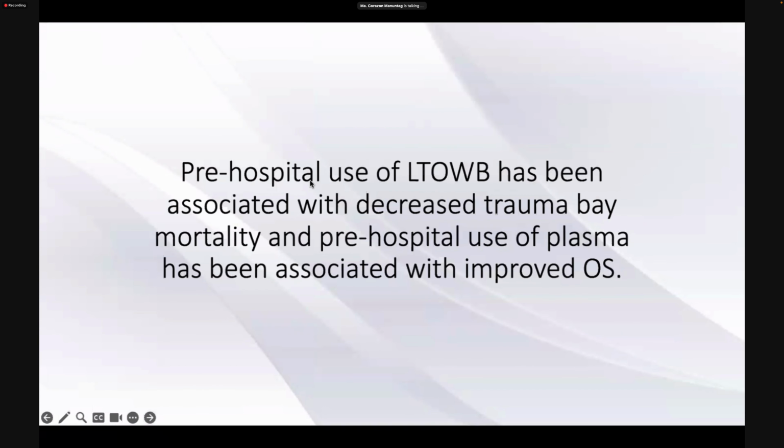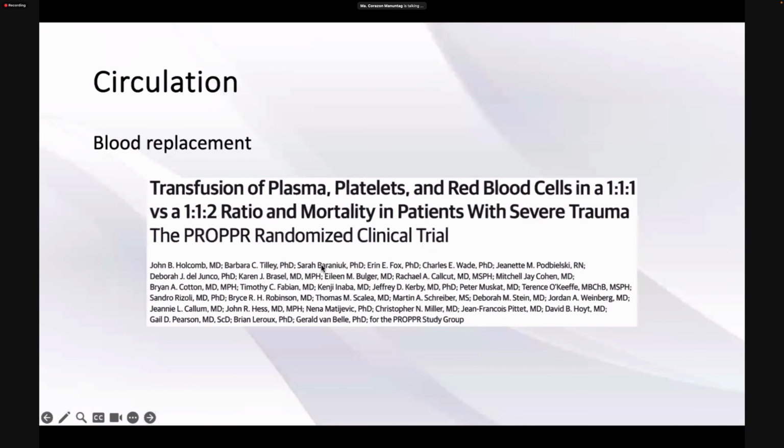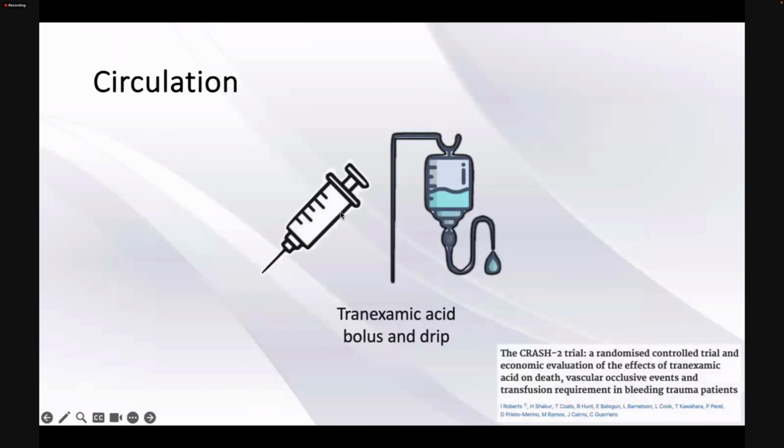And we have seen that the pre-hospital use of low titer O whole blood has been associated with decreased trauma bay mortality, and even the use of pre-hospital plasma has been associated with improved overall survival. How do we transfuse if we don't have your low titer O whole blood? We transfuse in a 1:1:1. 1 unit pack RBC is to 1 unit FFP is to 1 unit platelet, trying to reconstitute that whole blood scenario.